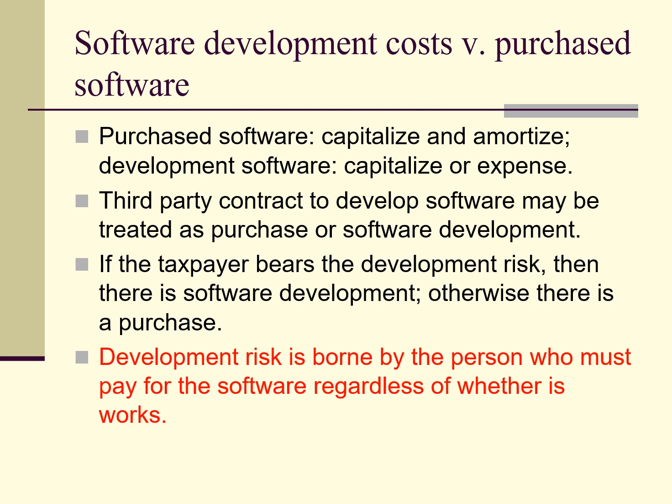In general, development risk is borne by the person who must pay for the cost of developing the software, regardless of whether that software works. For example, if a taxpayer contracts with another for the development of custom software, but must pay for the software only if the software works as planned, then the taxpayer is purchasing software. On the other hand, if the taxpayer must pay the developer for work performed regardless of whether the software works, then the taxpayer is the developer of the software.